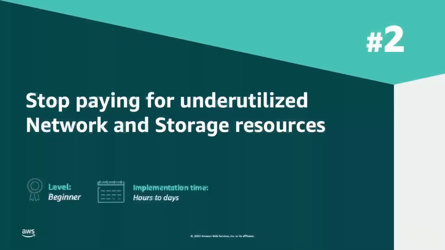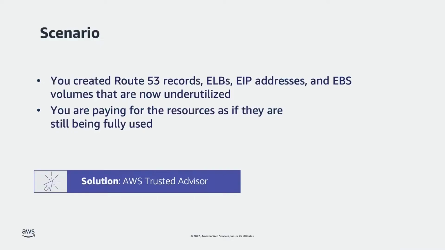Number 2, stop paying for underutilized network and storage resources. So a scenario is you have created network and or storage resources. And to give you a few examples, we can talk about Route 53 records, or elastic load balancers, or elastic IP addresses, or EBS volumes that are not being fully used, and you're still paying for those resources. So with AWS Trusted Advisor, you can identify these resources that need to be cleaned up, helping you to use only what you need.